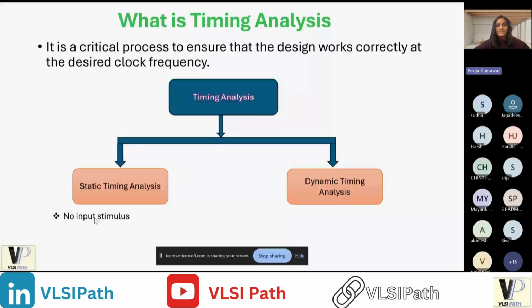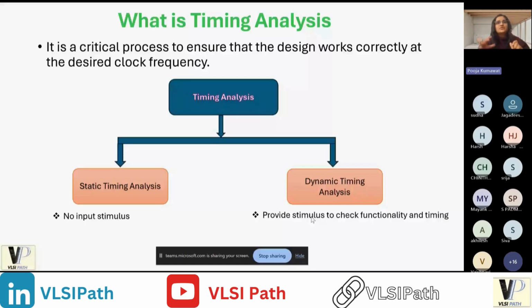In the DTA, we provide the stimulus. Stimulus meaning we will provide the input test vectors and corresponding to that input, what will be the output. There we will check the functionality. And when we have provided the input, corresponding to that input, what will be the delay of that path.